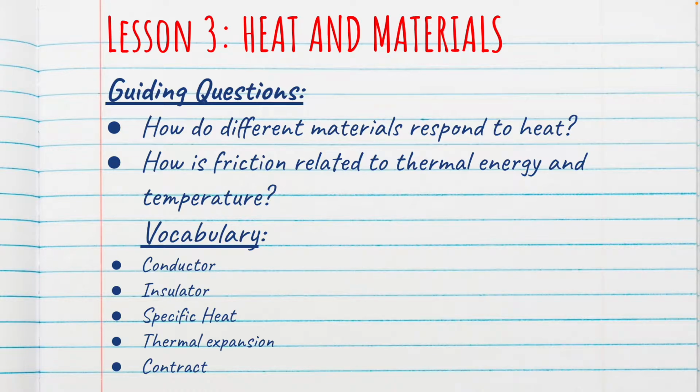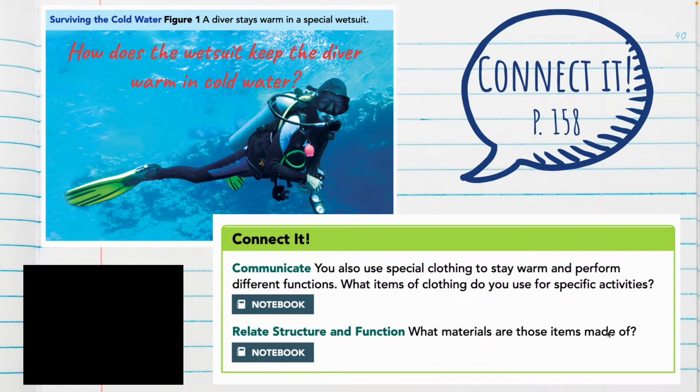So guiding questions for the section: how do different materials respond to heat? Another thing that we haven't talked about yet either is how is friction related to thermal energy and temperature? Vocabulary for the section, maybe you guys have seen these words before, maybe not in this context of heat, maybe in electricity: conductor and insulator. Here's a word we've mentioned a little bit before, specific heat, and then finally thermal expansion and contraction. So topic 4, lesson 3, heat and materials.